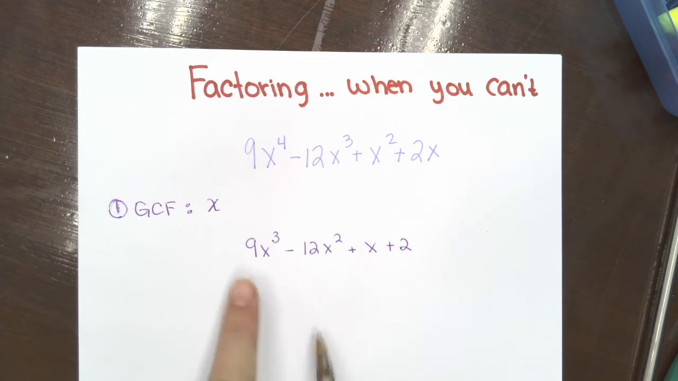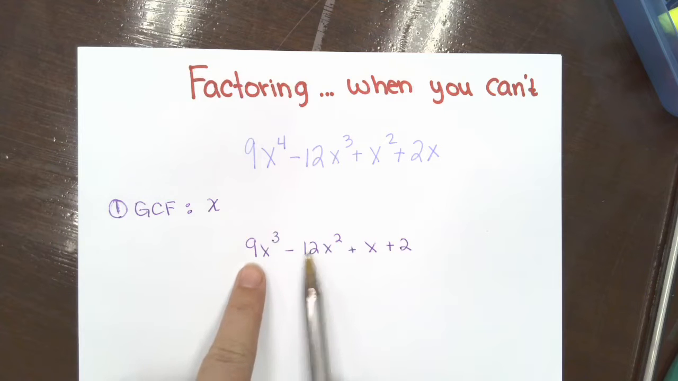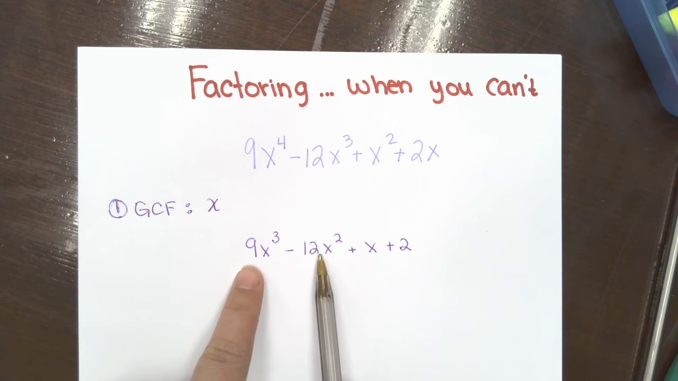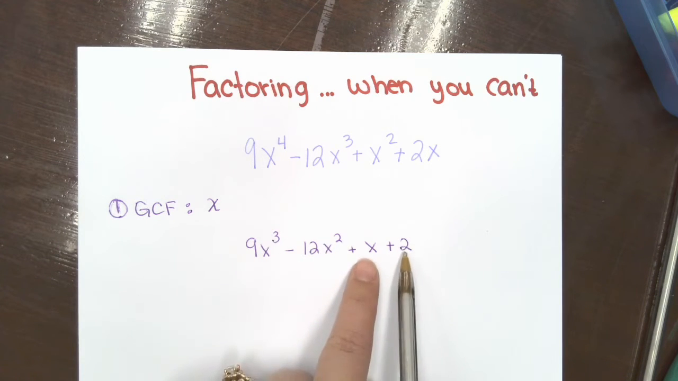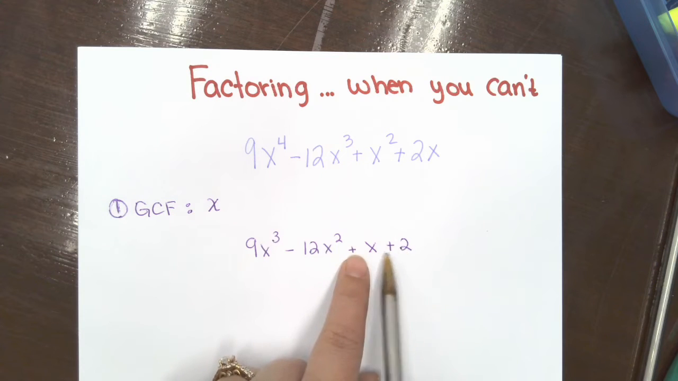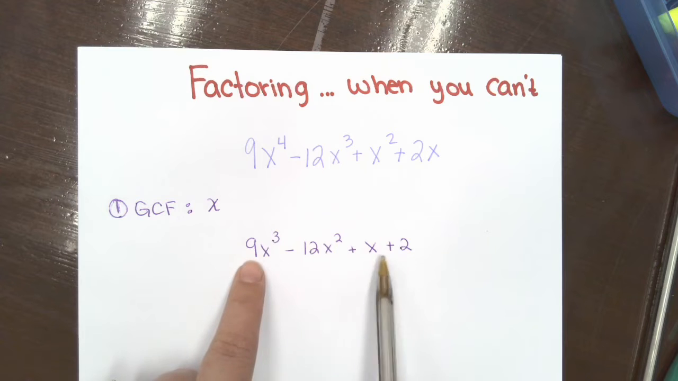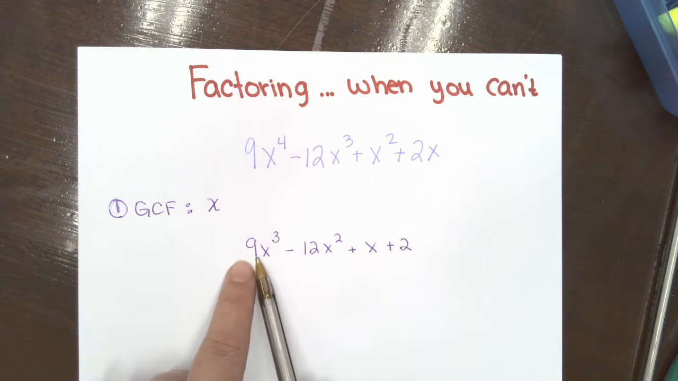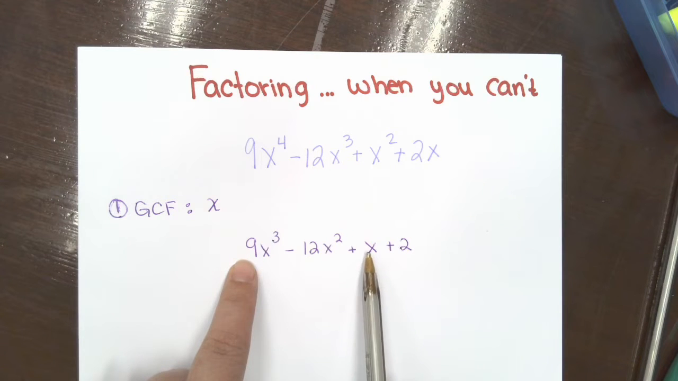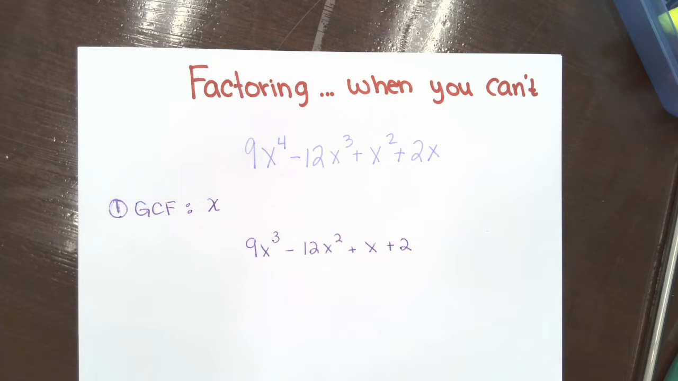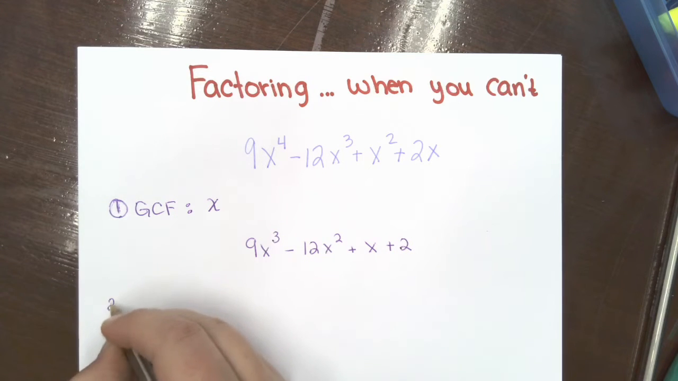I'm noticing that if I group these two together, I do have a GCF of 3. However, if I group these two together, I don't really have anything. I have an x and a 2, so maybe I can pull out a 1. So left over needs to be an x and a 2. If I pull out a 3x squared, I'm left over with a 3 in front of x. And unfortunately, we do not have a 3 in front of this x. So we cannot factor.